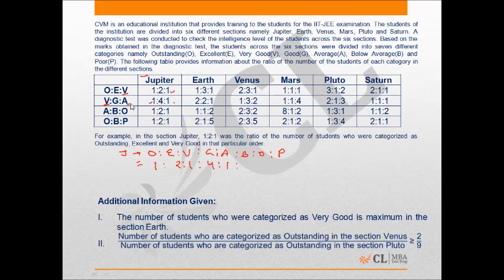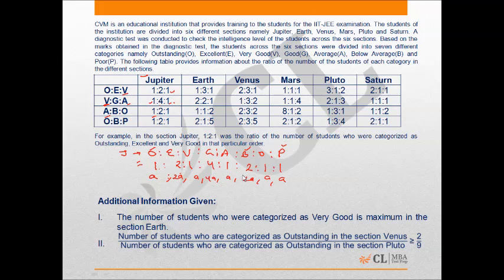Now again, this and this has A as common, and this is also common, 1. So if A is 1, B will be 2, O will be 1. And finally we have O is to B is to P is 1 is to 2 is to 1. So this is 1, this is 2, this is 1. That means this gives you the complete ratio of all the categories. So we can assume that for Jupiter the categories will be A, 2A, A, 4A, A, 2A, A and A.